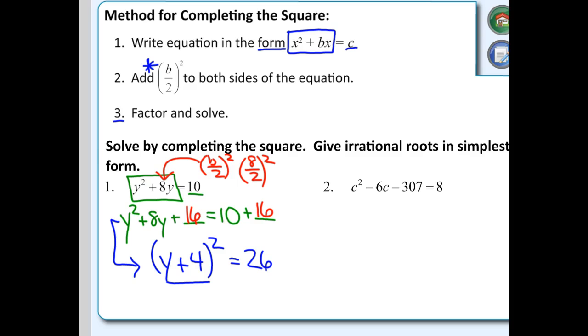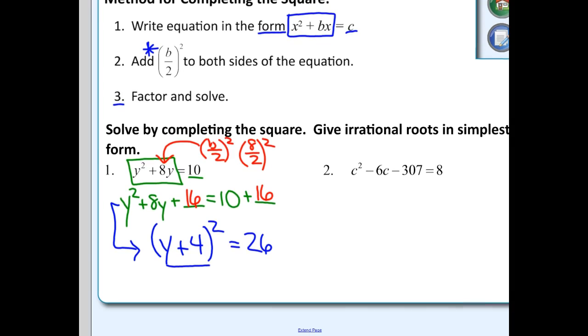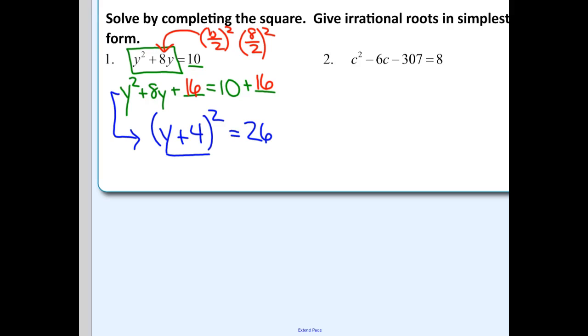I need to get y alone, but remember, y's inside that parenthesis squared. How do we get it out? Well, we have to take the square root. What I do to one side, I do to the other. So now I've got y plus 4 equals, remember, k is positive, it's greater than 0, so we have to say plus or minus the square root of 26. That's what we learned yesterday.